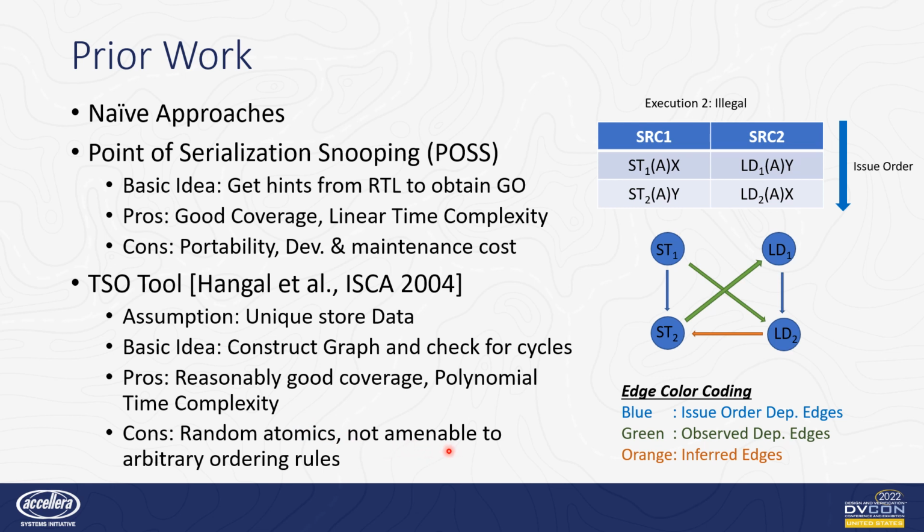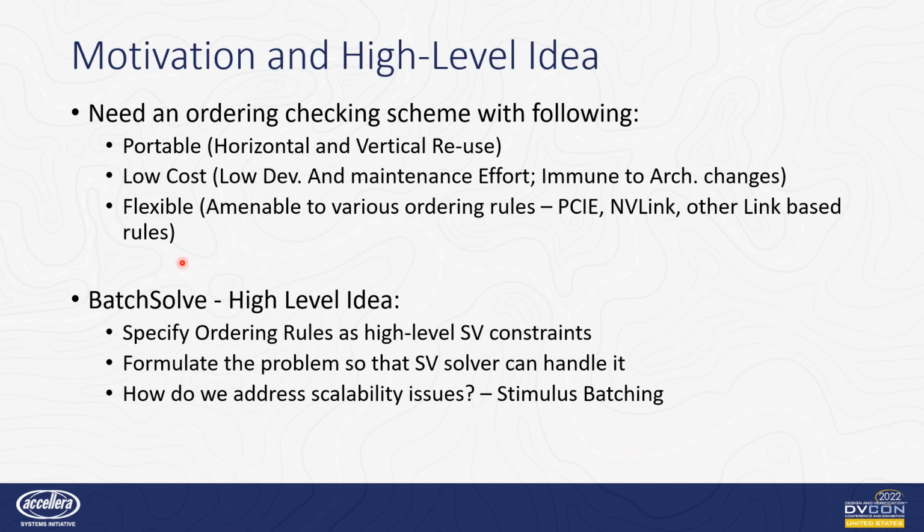That is, if you have complex ordering rules like PCI ordering rules or other link-based ordering rules, then taking those and generating rules which will generate the inferred edges is a non-trivial problem. The motivation for this work is the need to develop an ordering checking scheme which is portable, low cost, and flexible. So we want this checker to be extremely versatile, as in it should be amenable to various ordering rules like PCI, NVLink, or others, and it should be easy to change these ordering rules. And we also want this checker to have very low development and maintenance cost.